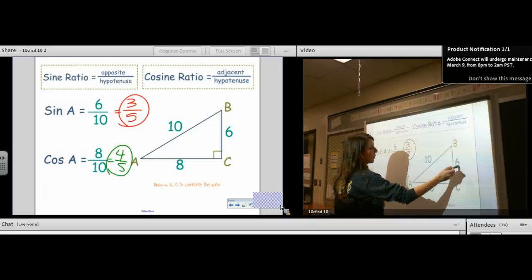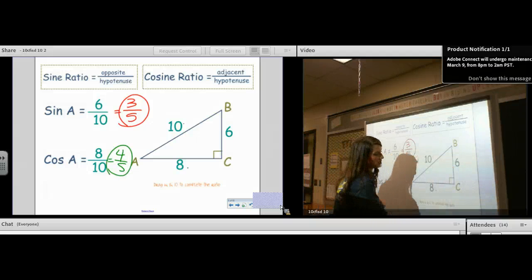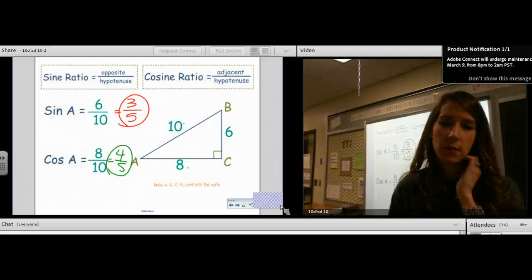So this is really a 3, 4, 5 triangle. It's just a multiple of one of those. Okay?